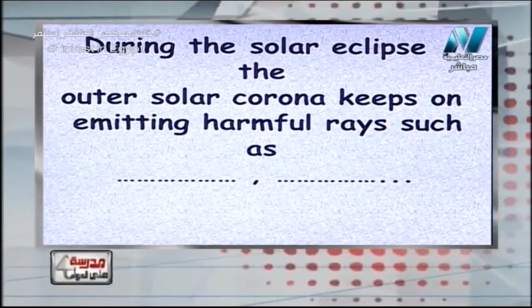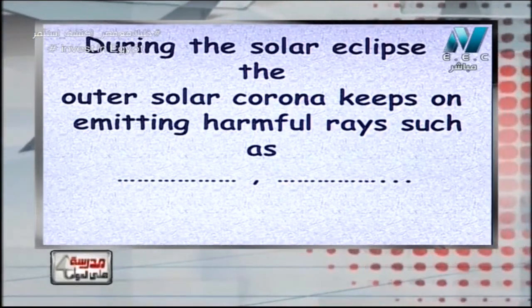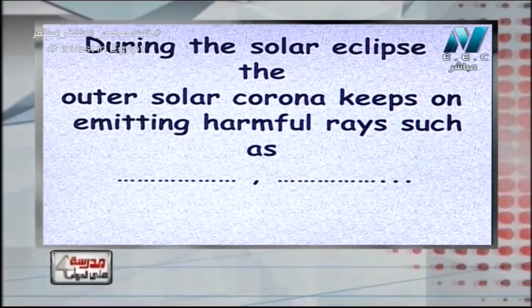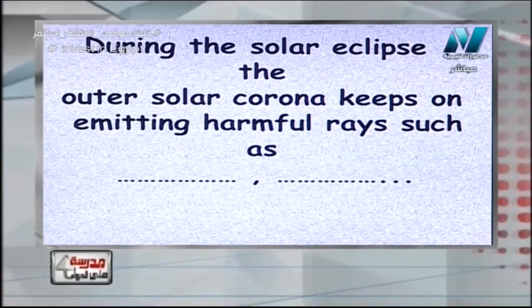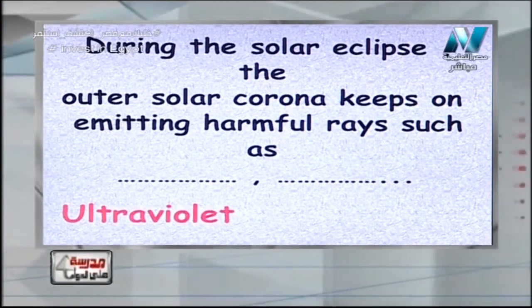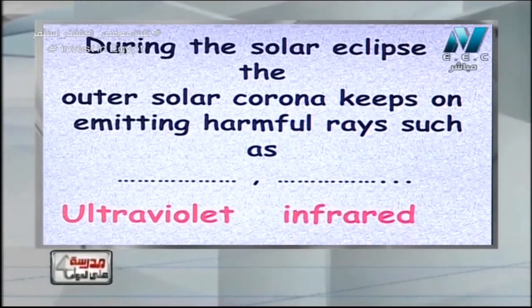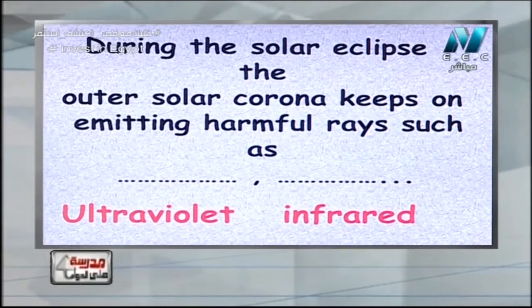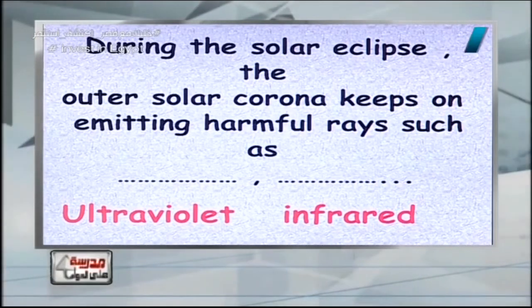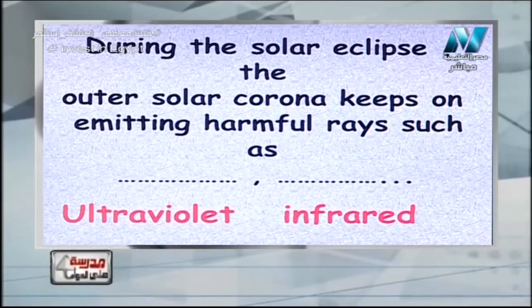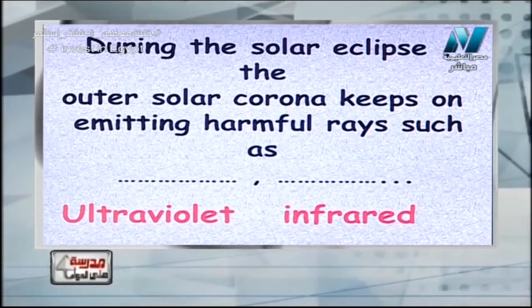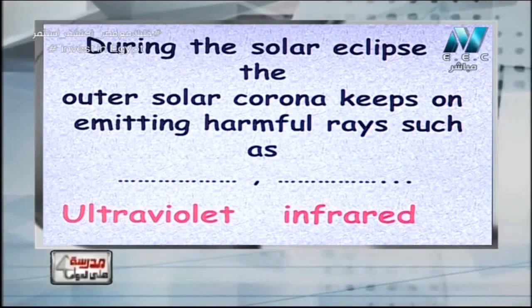Another question that says, during the solar eclipse, the outer solar corona keeps on emitting harmful rays such as what and what? During the eclipse, we know very well that the corona, the halo around the sun, sends out harmful rays. They are ultraviolet and infrared. Again, during the solar eclipse, the outer solar corona keeps on emitting harmful rays such as ultraviolet and infrared radiation.